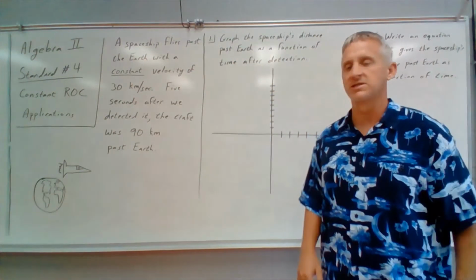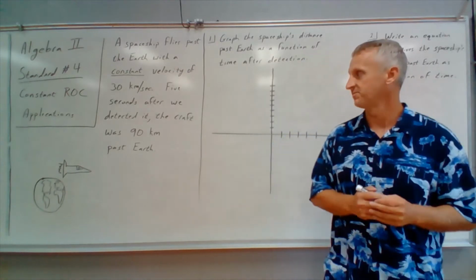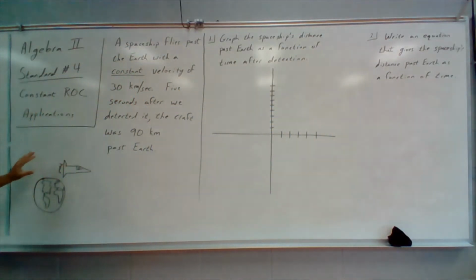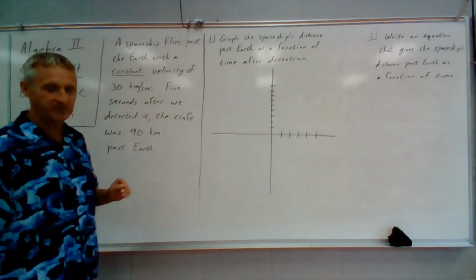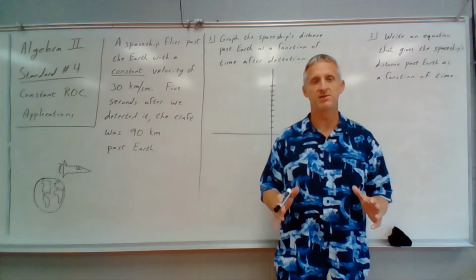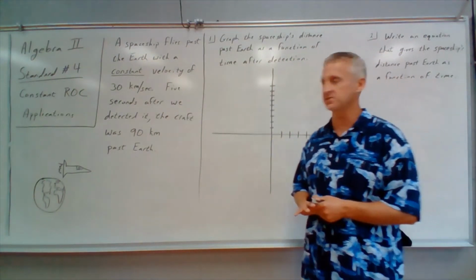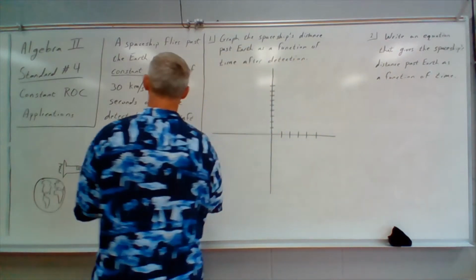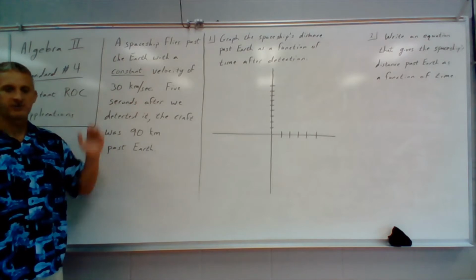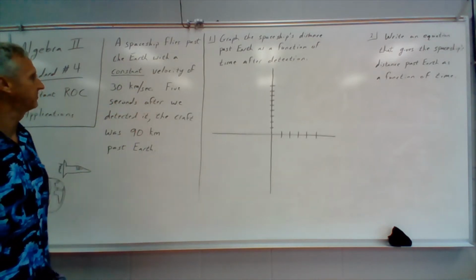All right, let's look at some examples of applications of constant rate of change. Here we have this spaceship that's flying past Earth with a constant velocity. Constant velocity means he's going the same speed in the same direction all the time. Never changes speed, never changes direction. The spaceship's flying past Earth with a constant velocity of 30 kilometers per second. Always 30 kilometers every second.